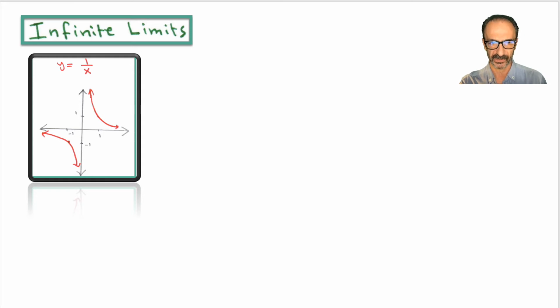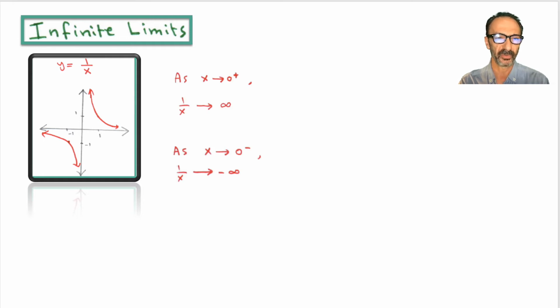Y equals 1 over x. As you could see, it's two pieces, one in the first quadrant and one in the third quadrant. What happens is, as you get close to 0 from the right side, the graph takes you up, all the way up. So 1 over x becomes hard to follow with a magnitude of greater numbers. 1 over 0.01, for example, is 1 over 100, which is 100. So it gets larger and larger, so we say it goes to infinity.